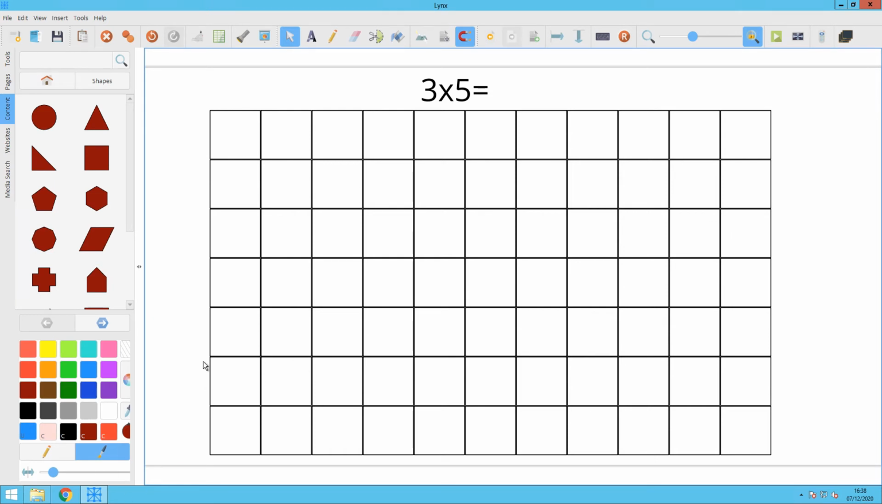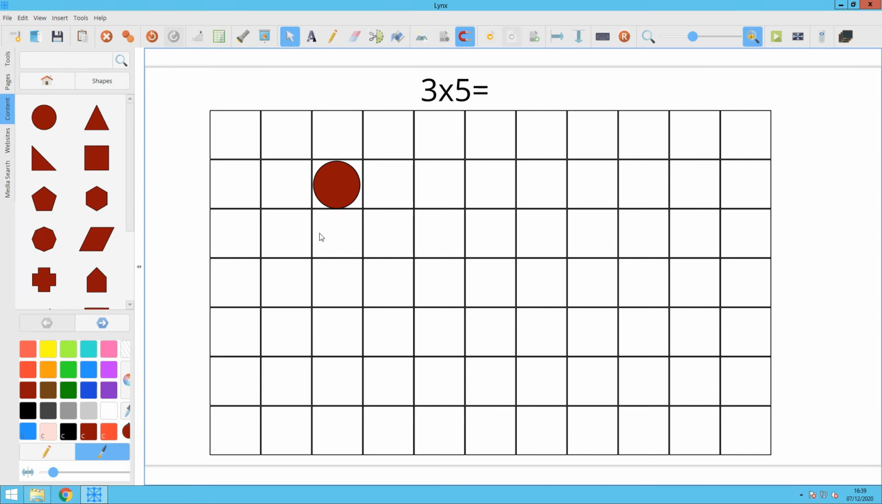Okay, so now we've got the multiplication number sentence 3 times 5, and I'm going to draw an array to help me find the answer. So as my starting number is 3, I know that I need 3 in each group. So I'm going to get 3 circles and put them in a line.